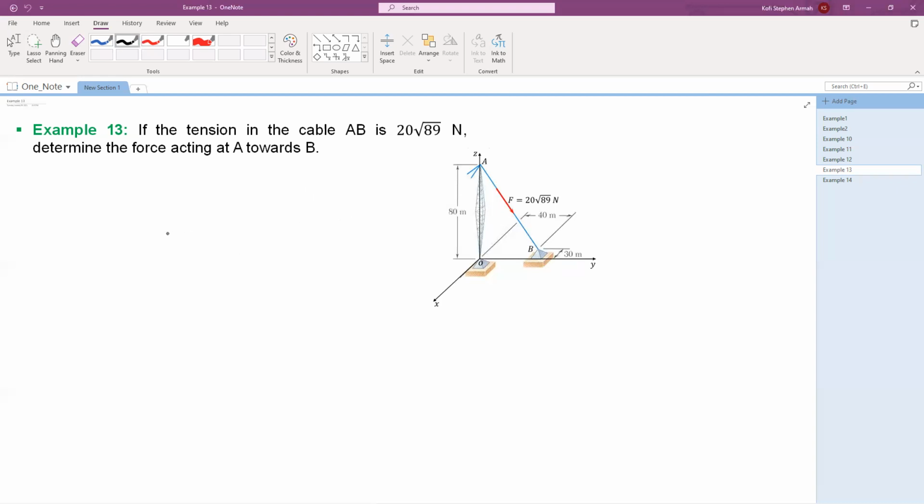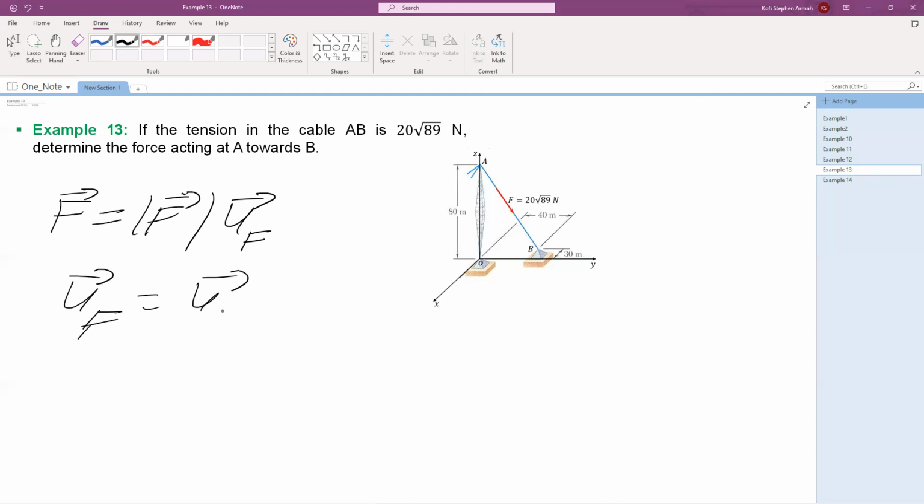So what will you do? The force, remember, is always the magnitude of the force times the unit vector in the direction of the force. So what is the unit vector in the direction of the force? Here we don't know that, but what we know is that this is the same as the unit vector in the direction of AB.